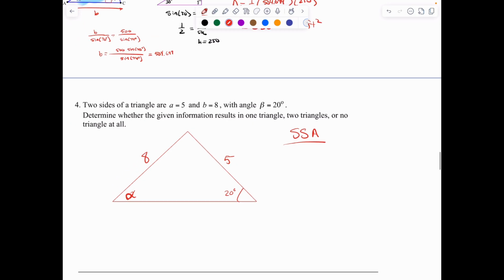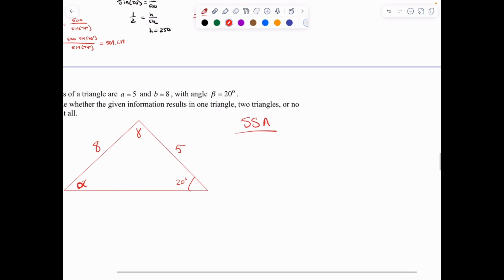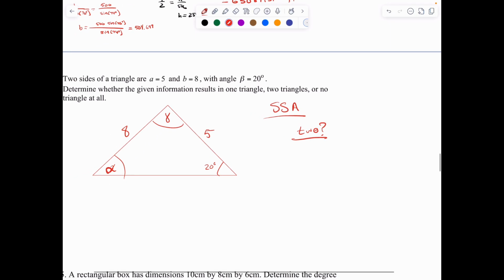How many triangles can I make using this? So I start off assuming that there are going to be two triangles. So are there two? Let's assume that there are, and then we'll back off if we need to. And of course, if we run into a problem, like if the sine of an angle is bigger than 1, then we know that there's no triangle.